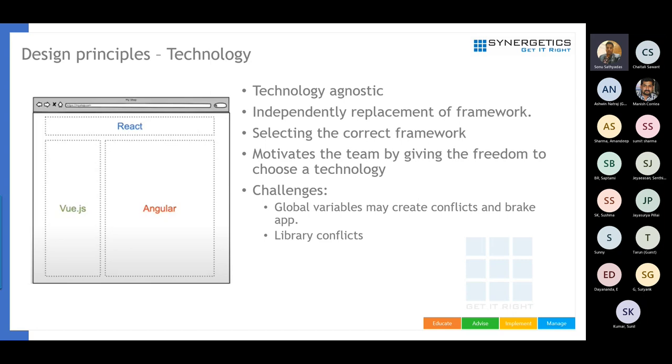So what will happen if multiple components of our application use global variables with the same name? For example, I have a global variable with the name X in React, and in Angular, I have a global variable with the name X. There can be a chance of conflict in the usage, because two components use the same global variable, and the application may throw an exception, or maybe the application may crash because of that.